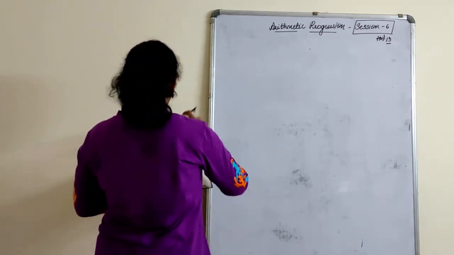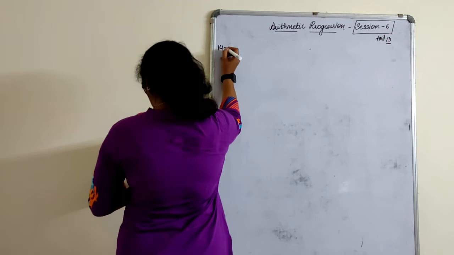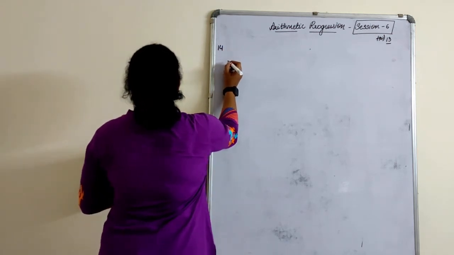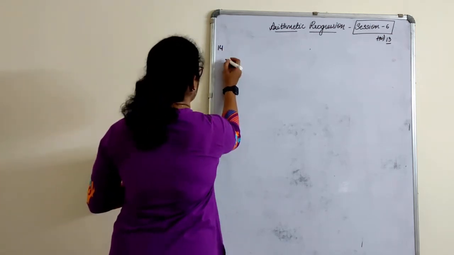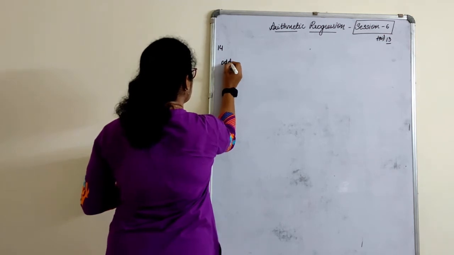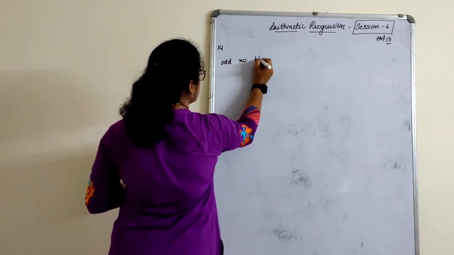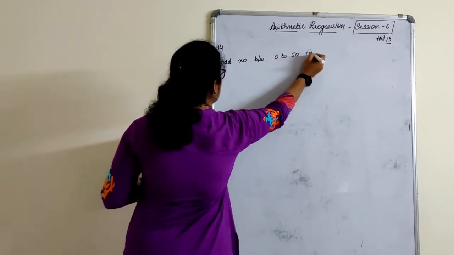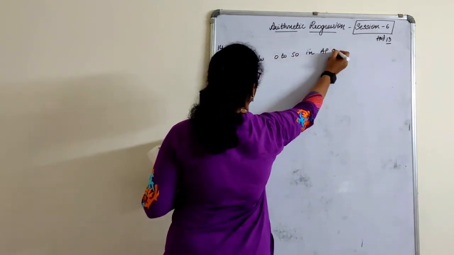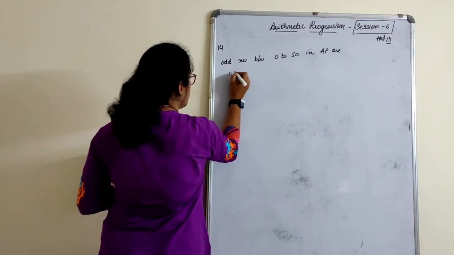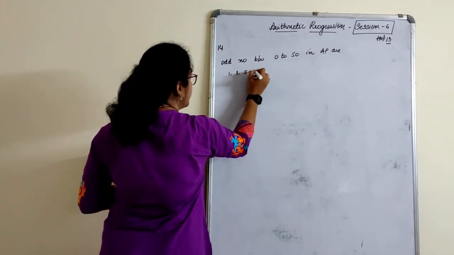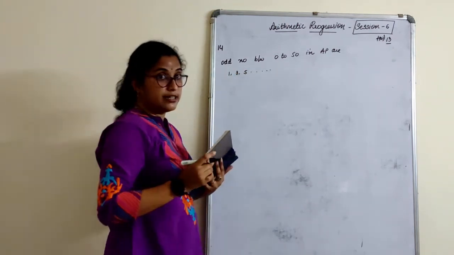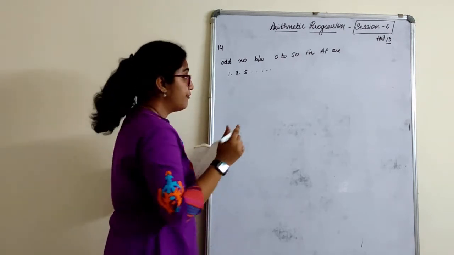So find the sum of odd numbers from 0 to 50. In AP they start with 1, 3, 5, and so on. Do you know the last one? Yes. What is the last one? 49.